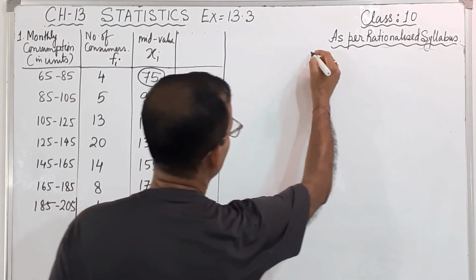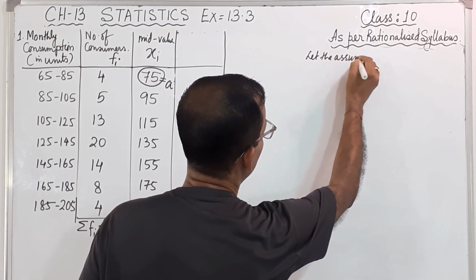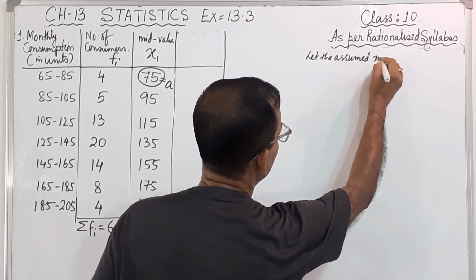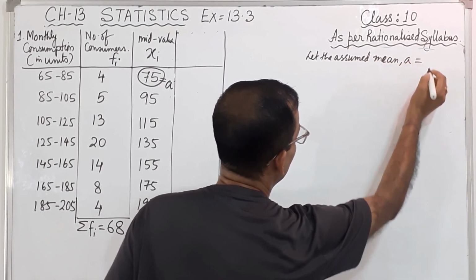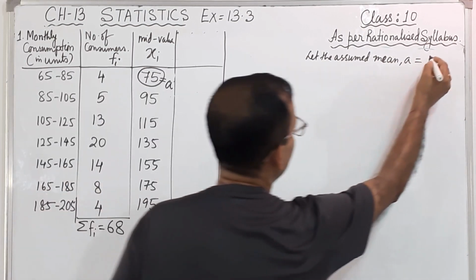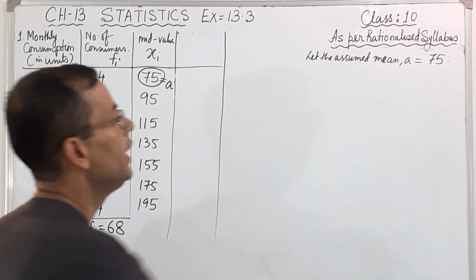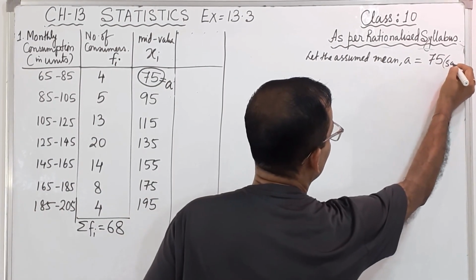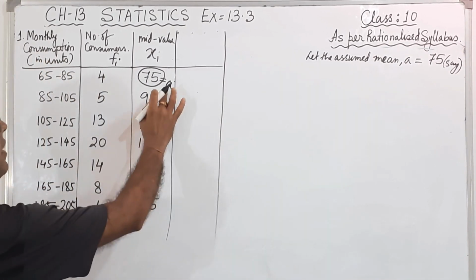So what will I write? Let the assumed mean A equal to how much? 75. So I got the assumed mean. Okay, and I can write here C. So I am taking the assumed mean as 75.